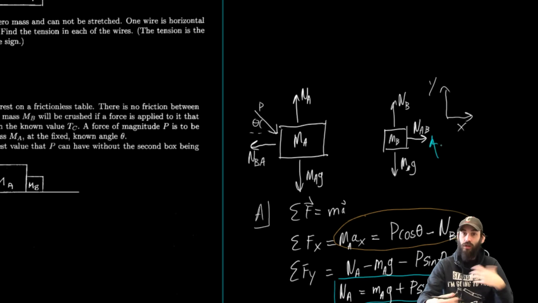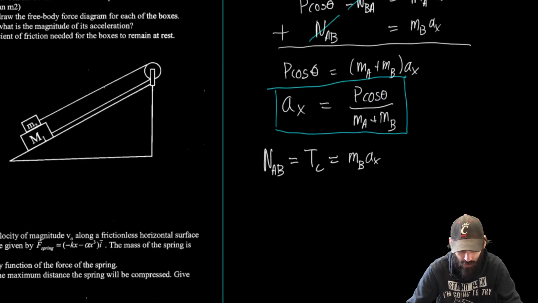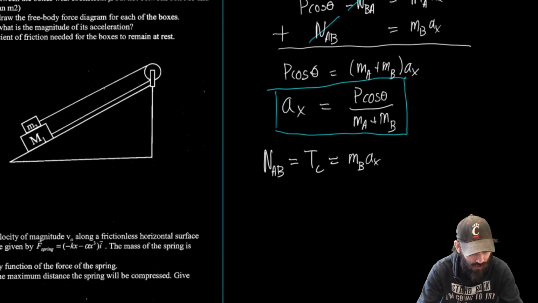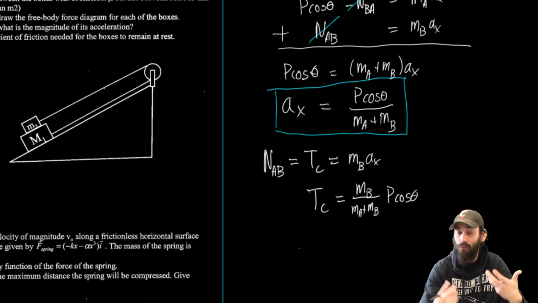And so then we're putting a constraint on this and we're saying, okay, well, that force is going to take on a maximum value. What could the maximum acceleration be? But we have some expression for the acceleration. So we can take this acceleration that we have here, and we can plug it into this equation. And so this says that T_c is going to be equal to m_B over m_A plus m_B times P cosine of theta. And now we just solve for P.